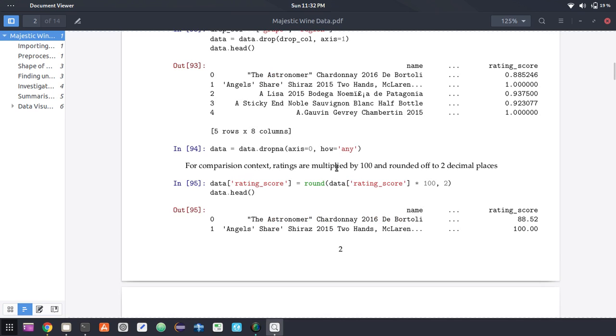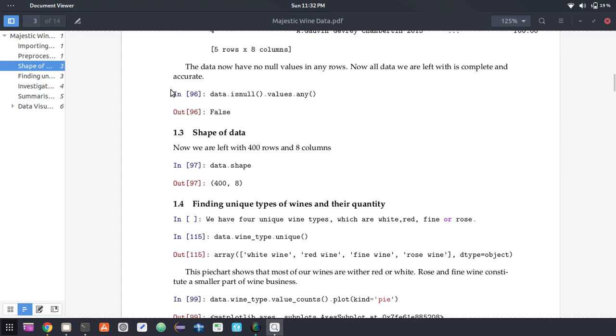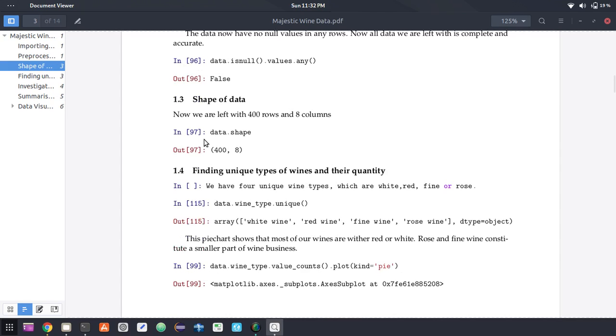For ratings comparison context, we multiplied the rating by 100 and rounded them to 2 decimal places. So rating score would look like this: 88.52. That's a score out of 100. That was just the data. The shape of data. So now finally we have data which is 400 rows big, and we are depicting 8 columns in that.